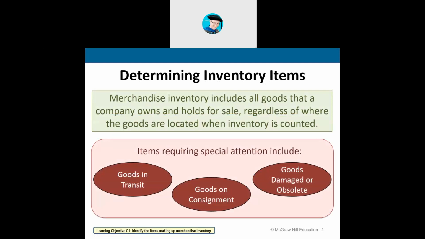In order to understand our inventory, we need to understand all of the related costs associated with obtaining that inventory. The costs associated with obtaining the inventory are the purchase price of the inventory itself, the goods in transit, goods on consignment, goods damaged or obsolete, cost of insurance, postage. There are so many different costs associated with inventory, and it represents the total cost of the inventory, and we'll talk a lot about that.